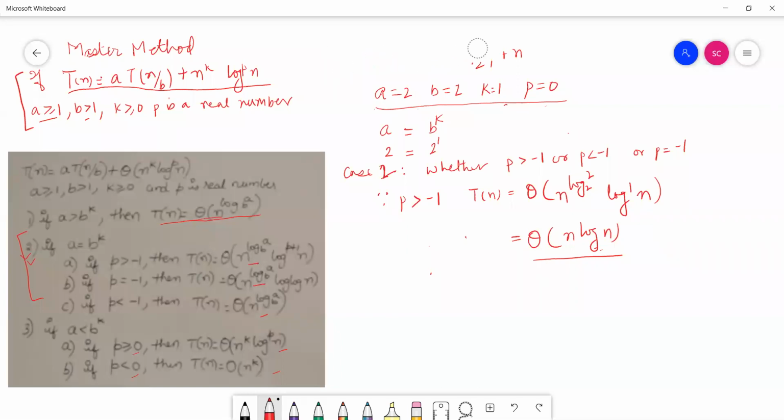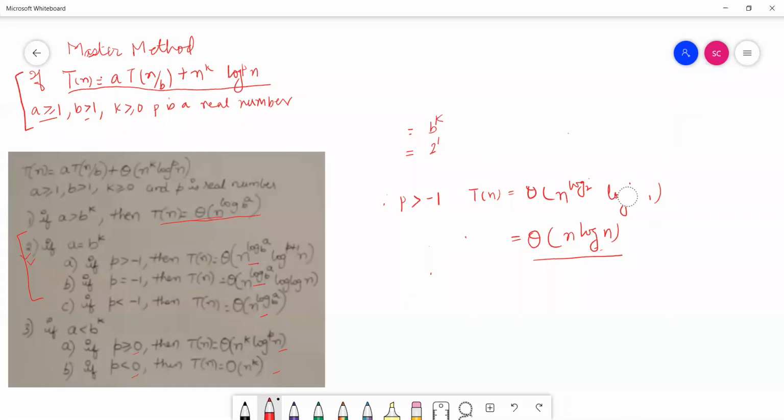I hope you got the notes on Google Drive. Yes, sir. Okay. This note also I will share by tomorrow, recursion tree method and master method.